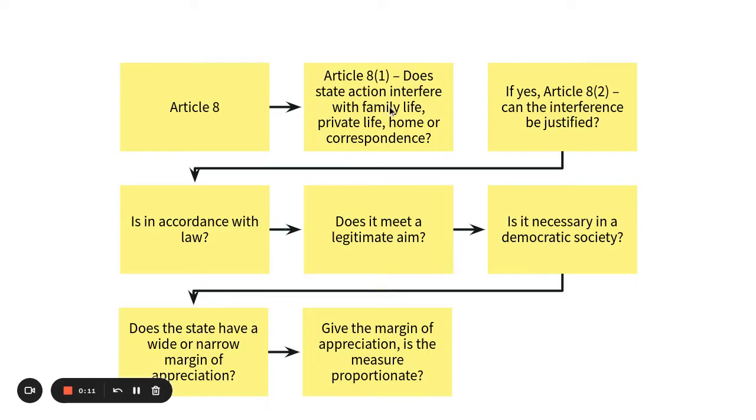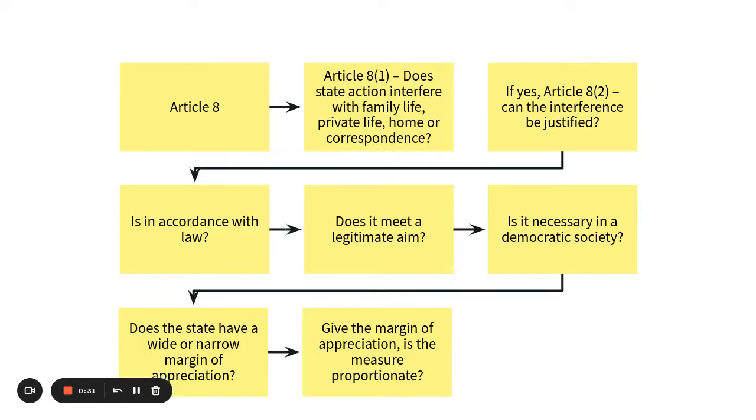So I'm just going to start off with this flowchart here. This is the flowchart you would go through if you were to have a problem question, a scenario question, on this. So the first thing you'd have a look at is whether there is actually an interference by the state with family life, private life, home or correspondence. So we're going to have a look at the definitions of those with some case law.